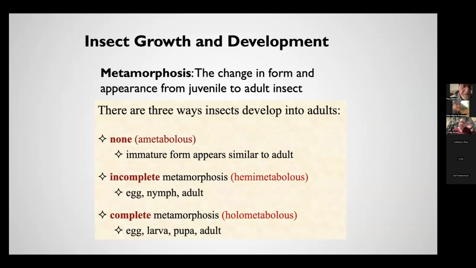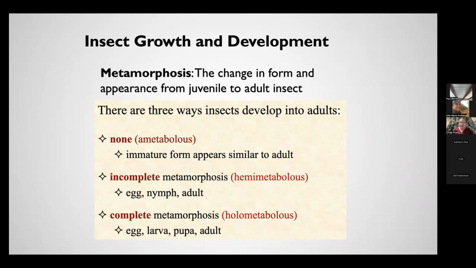Metamorphosis is the change in form and appearance from a juvenile to an adult insect. There are three ways insects develop into adults. There is no metamorphosis, also known as ametabolous. Basically, the immature form appears similar to the adult. It keeps molting and keeps getting larger, and they look similar all the way across. I'm going to show you an example of what I mean in a later slide.